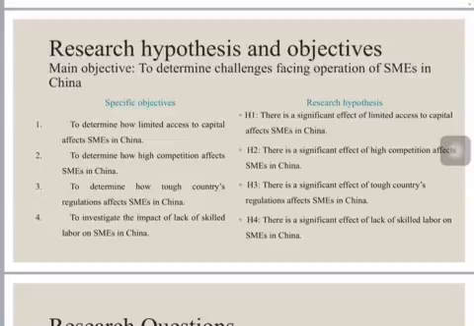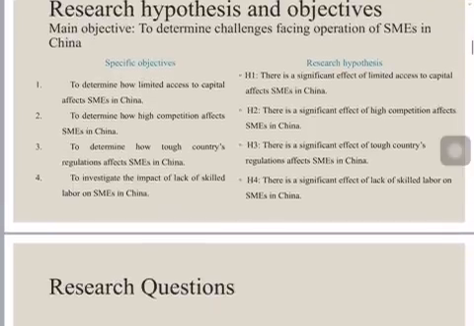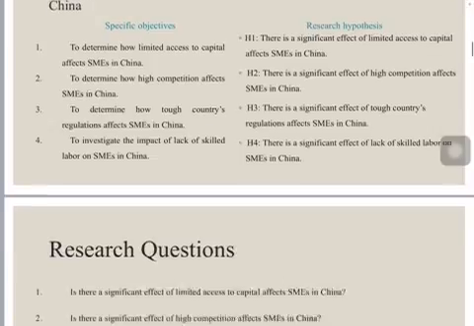The second is to determine how high competition affects SMEs in China. There is a significant effect of high competition on SMEs in China. The third is to determine how tough countries' regulations affect SMEs in China. There is a significant effect of tough countries' regulations on SMEs in China. The last one is to investigate the impact of lack of skilled labor on SMEs in China. There is a significant effect of lack of skilled labor on SMEs in China.